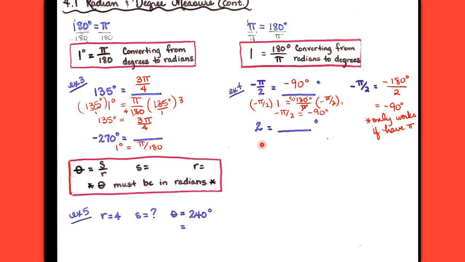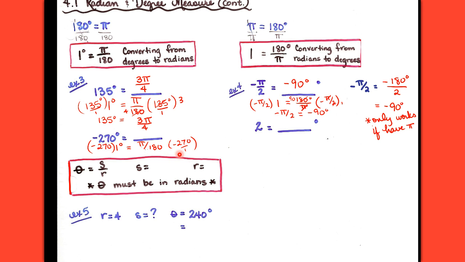All right, let's look at another one. Negative 270 degrees is equal to blank radians. So I've got my conversion formula down here. What do I need to do? What do I need to multiply my conversion formula by? Negative 270, right. I have 1 degree over here. I need a negative 270 of them. And of course, what I do to one side, I do to the other side.